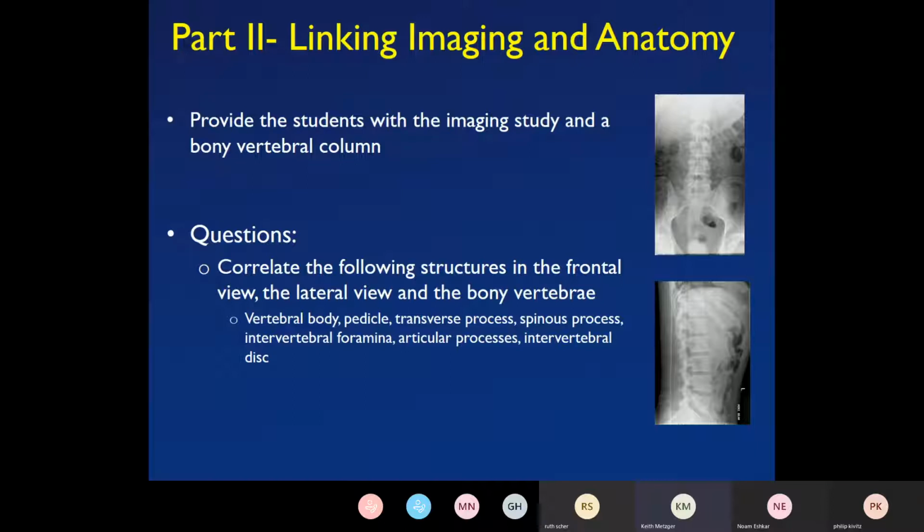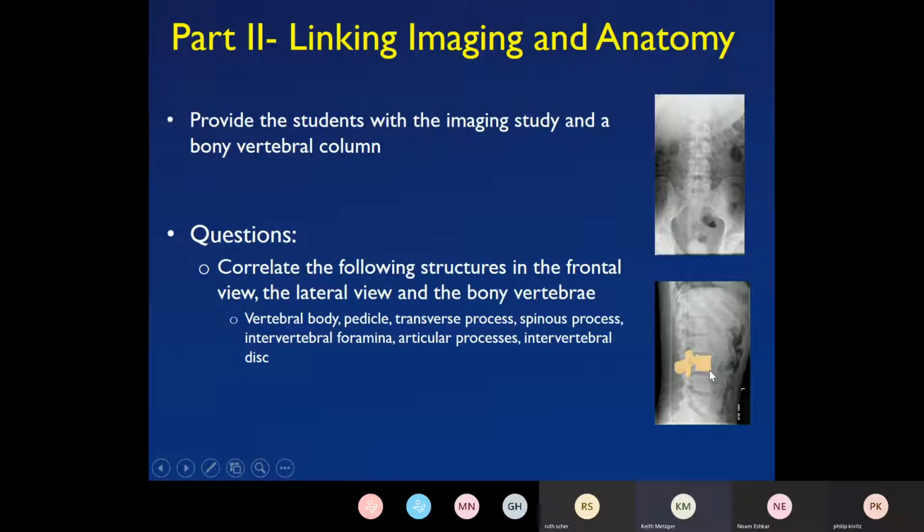Right? They should be able to point to a lumbar series, and they should be able to pick this up and make those correlations. And then you can take a couple minutes at the end going through these. If we have 8 structures and 8 students, ask each of the students to do this on the lateral or on the frontal view. Okay, you can even take the bone and hold it up to the x-ray like we're showing here.